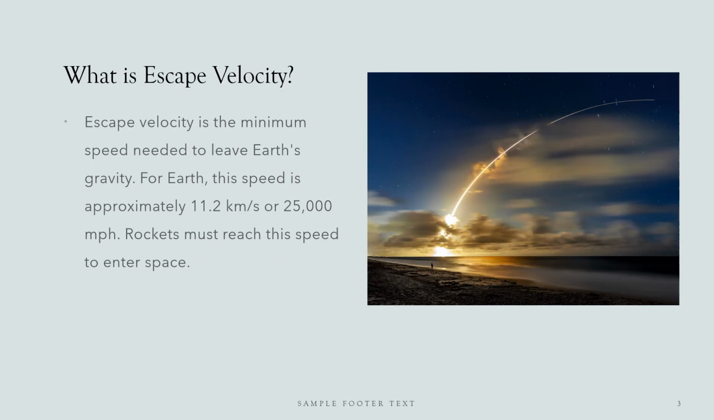What is the escape velocity? Escape velocity essentially is the speed needed to leave the Earth's gravitational pull. For Earth, it's about 25,000 miles per hour, like we said. This will vary with the size of the planet. So if we were on a different planet, it would go up or down depending on the size of the planet. Rockets must reach this speed to be able to enter space.